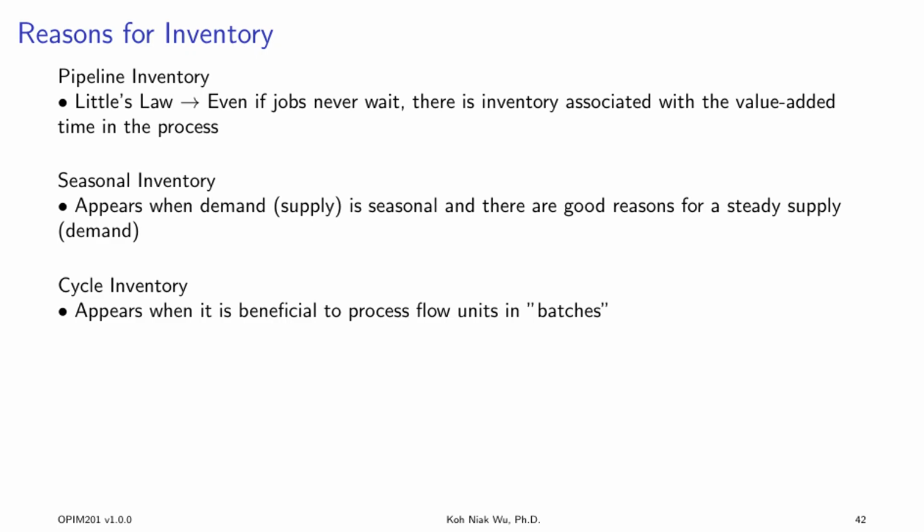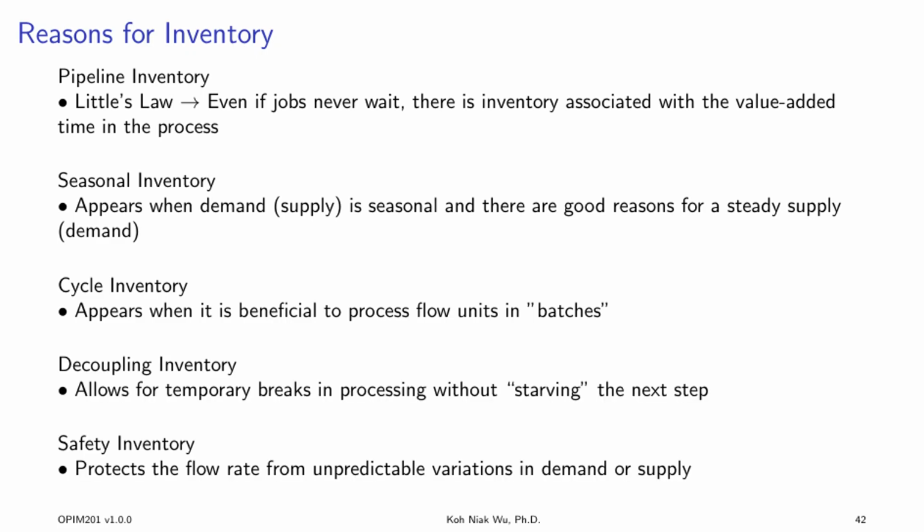Cycle inventory is useful when businesses benefit from processing flow in batches. By producing in larger quantities, companies can reduce costs and improve efficiency. This type of inventory helps manage production schedules effectively. Decoupling inventory allows for flexibility in production. It helps to prevent disruptions when there are temporary breaks in processing. This ensures that one part of the process does not starve the next step, maintaining a smooth workflow.